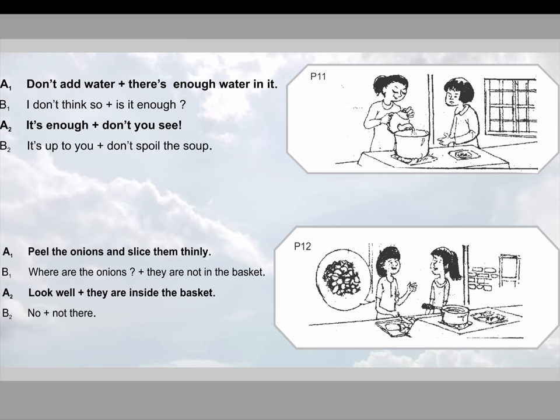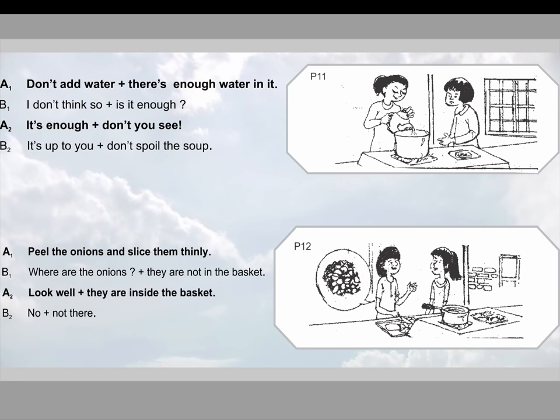Dialogue number 12. Peel the onions and slice them thinly. Look well, they are inside the basket.